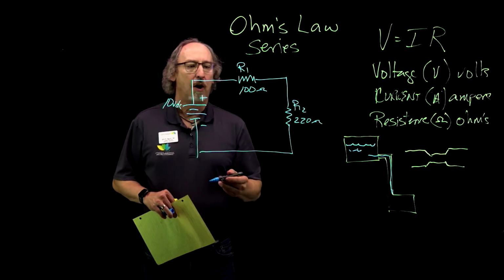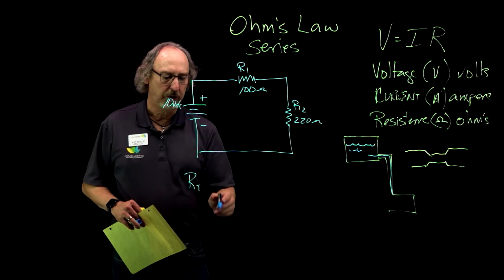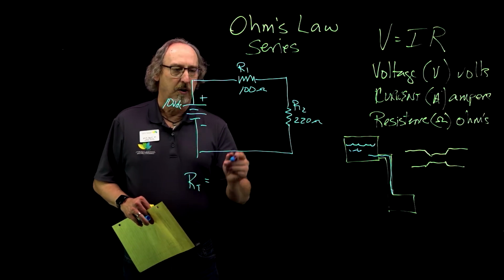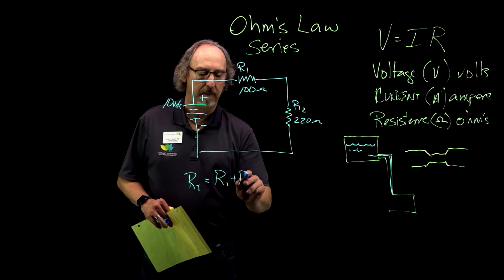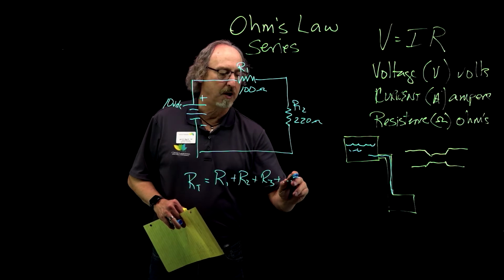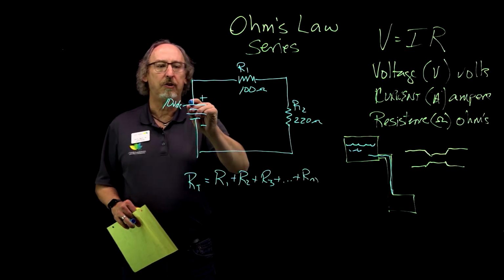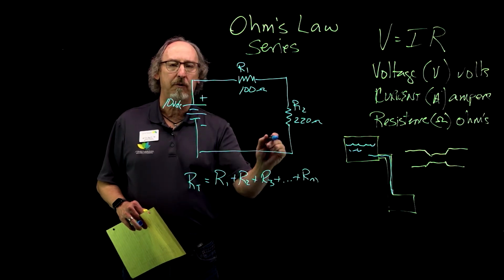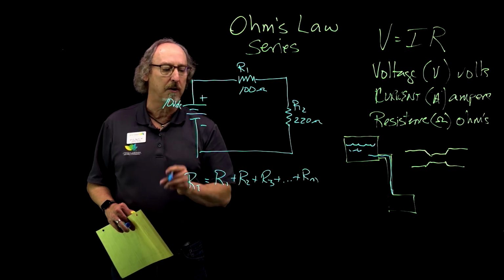So Ohm's law, with series resistors, to calculate total resistance, all you do is add the resistors. Does not matter how many resistors are in series. Series says the electrons have only one path to move. They don't have anywhere else to go. They just got to follow the one conductor.